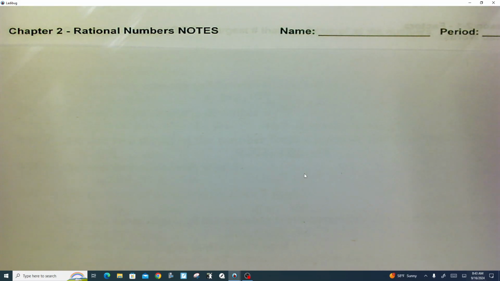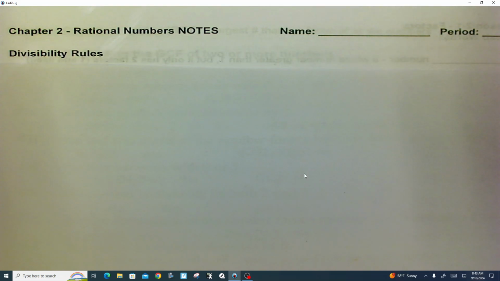This is your new note packet right here, right? Rational numbers. This is your notes. Now, this part of the video is only going to go over this very first page. I'm calling it page 0 because you're going to refer back to it a lot, and so it's more of a reference page. So let's go through and let's look at it.